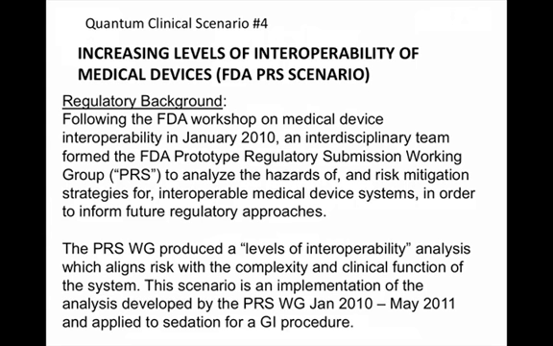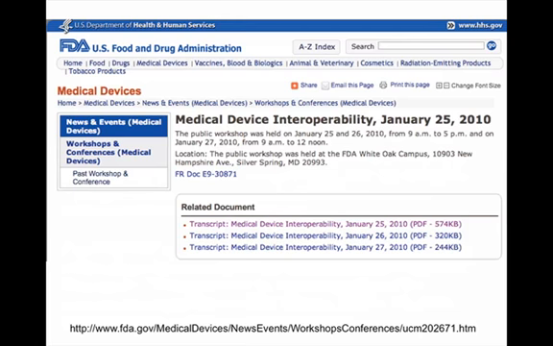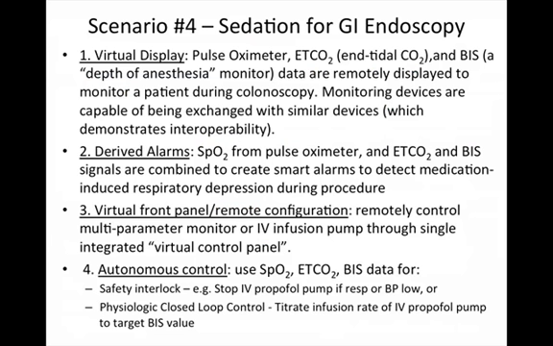As part of the work, our PRS working group produced a levels of interoperability analysis to align the risk with the complexity and clinical function of the system. And the following scenario is an implementation of that analysis. We're using this scenario within the context of our quantum medical device interoperability work to further address the risk mitigation strategies for interoperable medical devices. This is a screenshot from the FDA website of the workshop in January of 2010. It was a 2.5-day workshop, and transcripts are available for download from the FDA website. So let's go through the scenario.